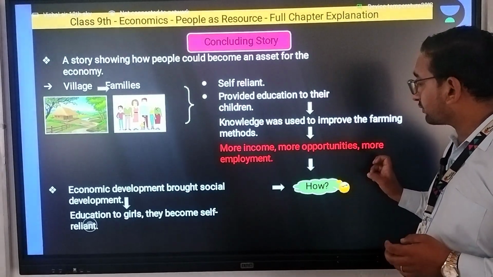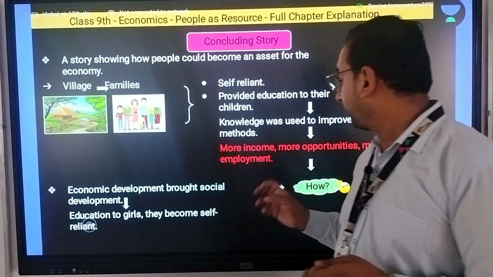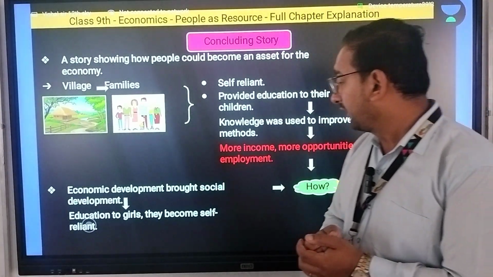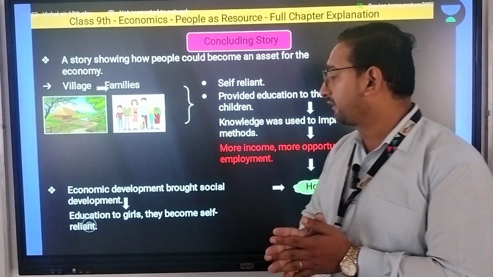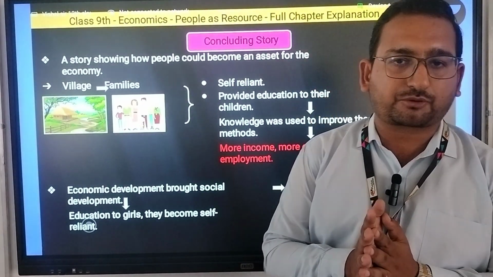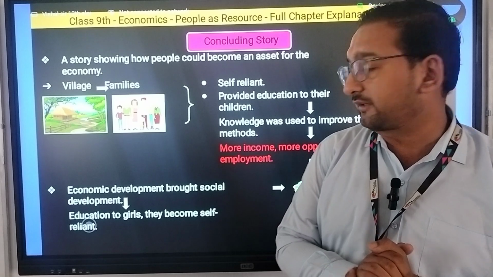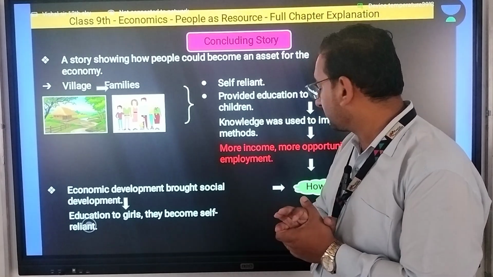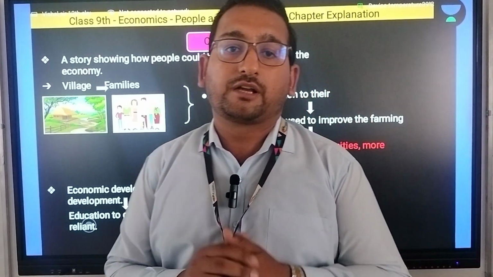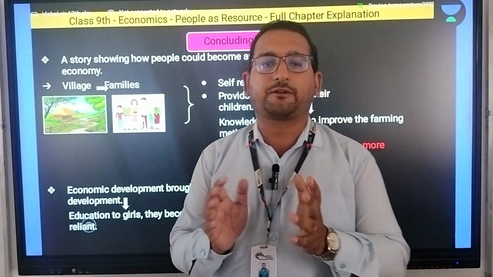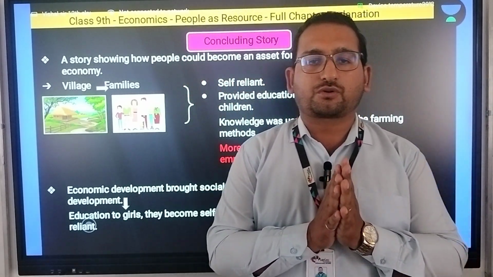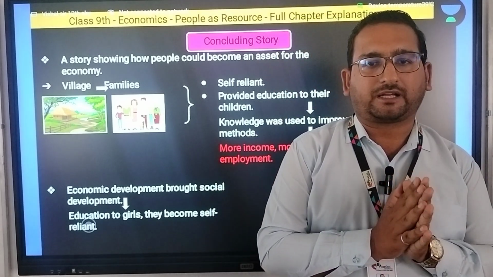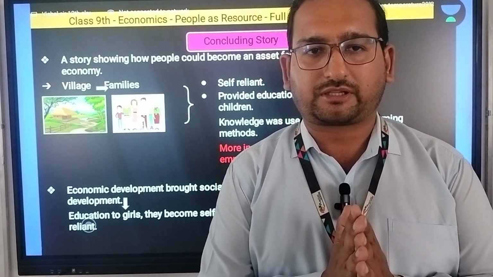More income, more opportunities and more employment. If we have more income, then we have more opportunities and more employment. Economic development brought social development, and we also come to know that economic development brought social development. Education to girls makes them self-reliant. If we provide education to girls, then they will become self-reliant. So this is the chapter overall, and I hope you learned very well. Thanks. Thank you so much.